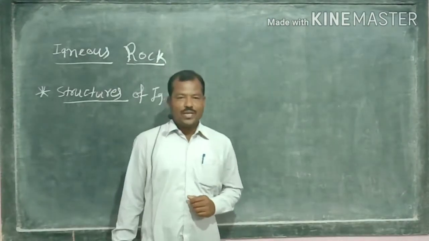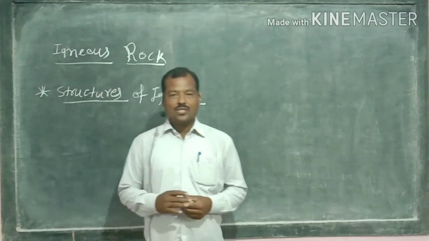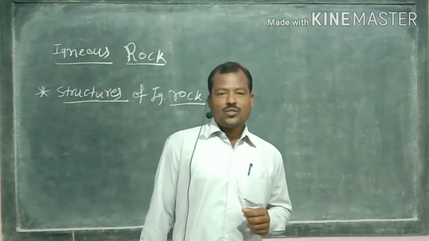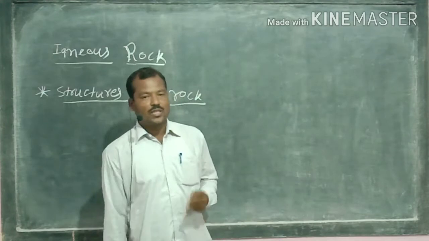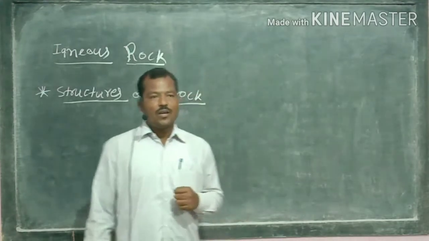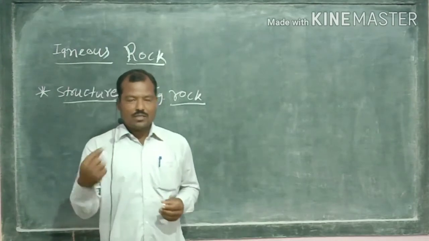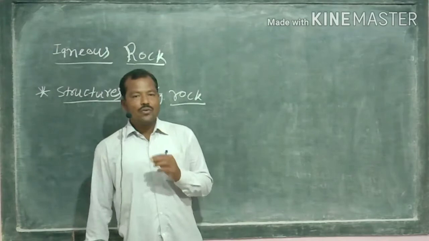In the last lecture we have seen the structures of igneous rock. Today we will discuss the structures of igneous rock, three of them: the first one is the vesicular structure, the second one is the amygdaloidal structure, and the third one is the flow structure.